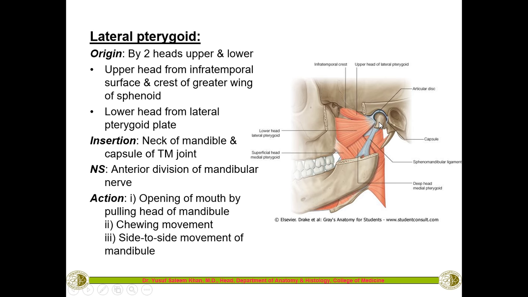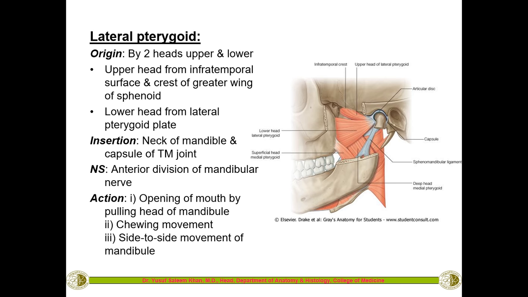The nerve supply is by the anterior division of the mandibular nerve. Action is the opening of the mouth. Whenever this muscle contracts, it pulls the head as well as the neck of the mandible, and helps in the opening of the mandible. As it helps in opening, it helps in chewing also, along with the temporalis muscle, which helps in closing. Then it also helps in side to side movement. When the muscles of either side contract alternately, there will be side to side movements.